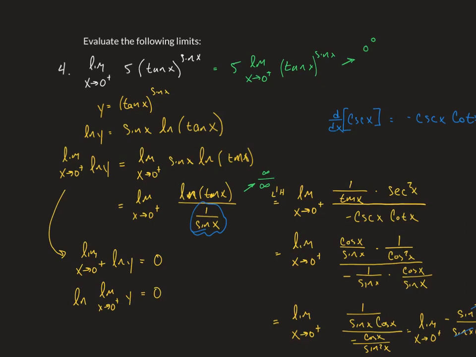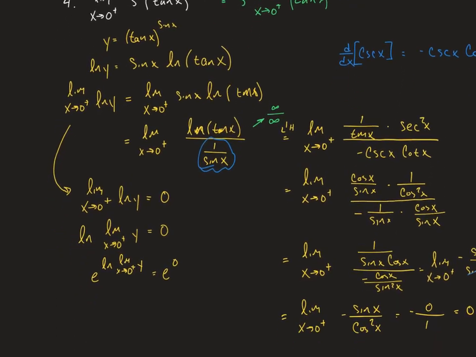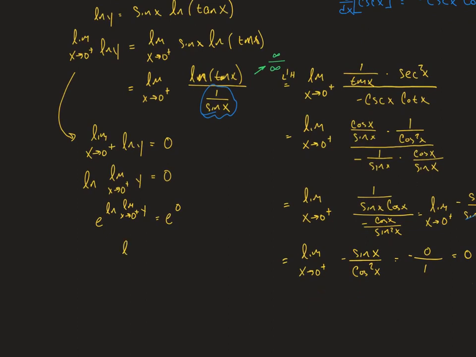All right, to evaluate this whole thing, what I would choose to do is raise both sides, or e to the power of both sides. So now I have e to the power of ln of the limit as x approaches 0 from the right of y, and e to the 0. Okay, now since the natural log and e are inverse operations, I now have the limit as x approaches 0 from the right of y equals 1, because e to the 0 power is 1.